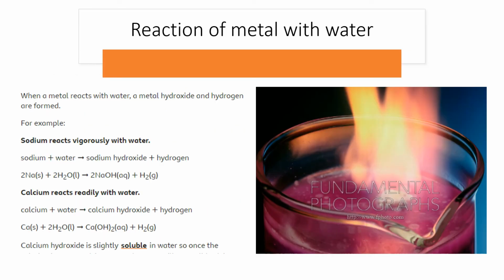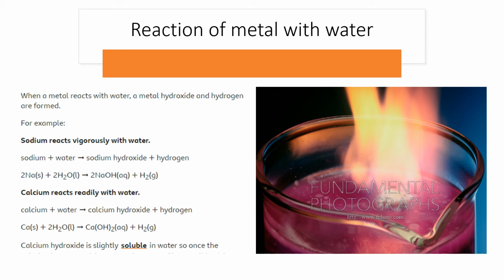Reaction of metal with water happens due to the very high reactivity of the metal. The products are hydroxide and hydrogen. For example, sodium, when reacted with water, will form NaOH and hydrogen gas H2. The equation is 2Na plus 2H2O to produce 2NaOH, that's the hydroxide, and H2 gas.